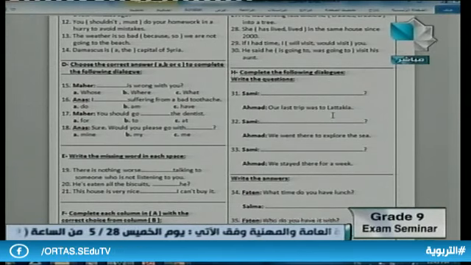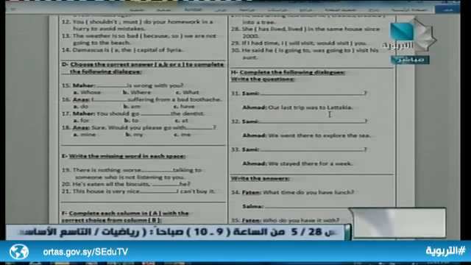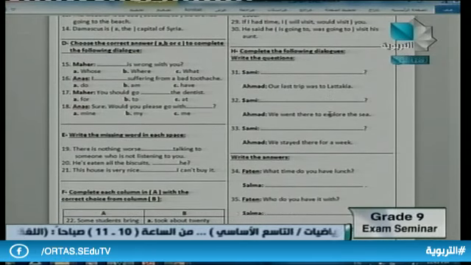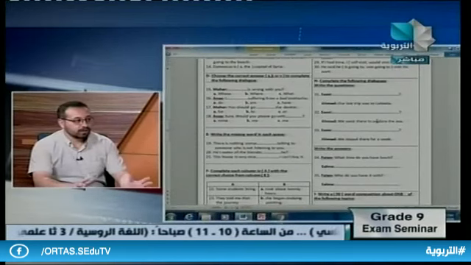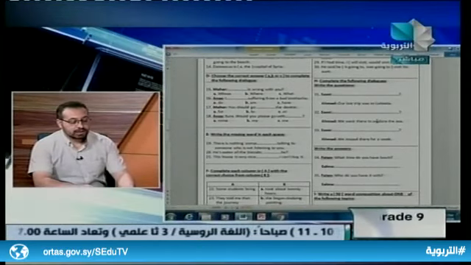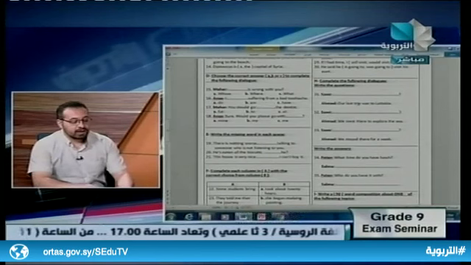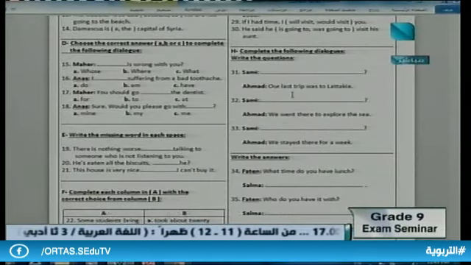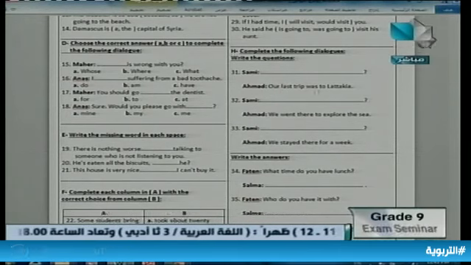It is cut. Okay, again, complete the following dialogues. Write the questions. Please note, dear students, that you are given 2 tasks. The first task is to write the questions. The second task is to write the answers. Please note, some of you find difficulties in this specific task. Let's see number 31, for example. Sami, you have to write the question. Ahmed, our last trip was to Latakia.